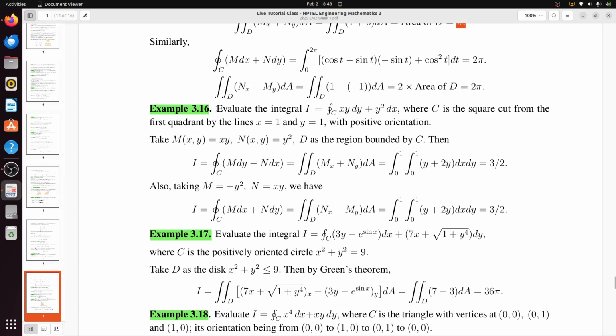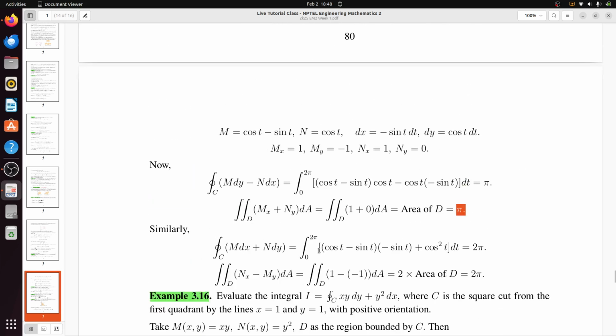So you need to evaluate the integral. Evaluate the integral I equal to closed integral over C of xy dy plus y square dx, where C is the square cut from the first quadrant by the lines x equal to 1 and y equal to 1 with positive orientation. Will you solve it?